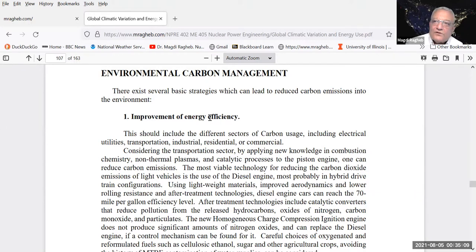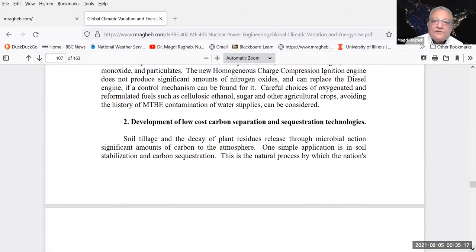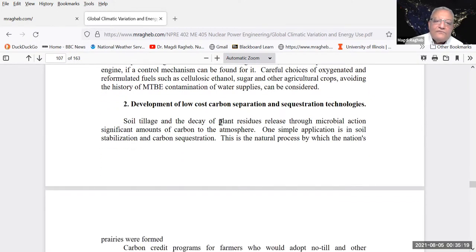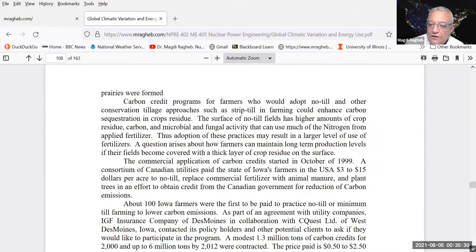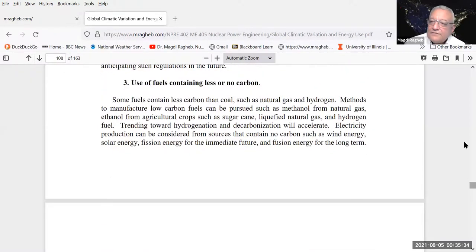For instance, light water reactors only have an efficiency of 30%. If you switch to high temperature gas cooled reactors, we can increase that to 60-70%. We have to develop low cost methods of carbon sequestration technologies. In that case, research on using clean coal can also be developed. So that's another way of reducing the carbon emission in the Earth's atmosphere.